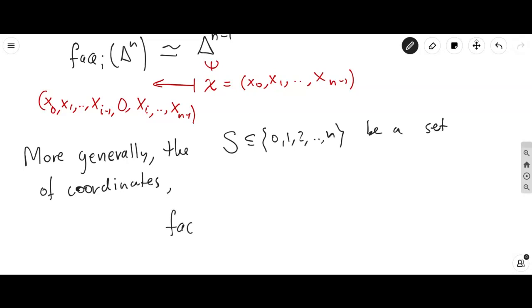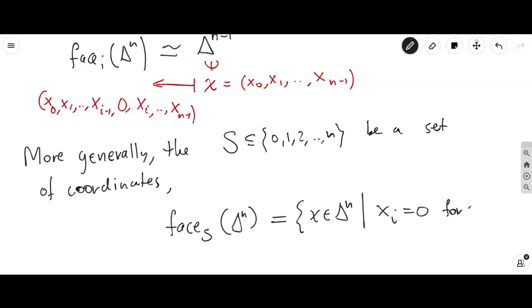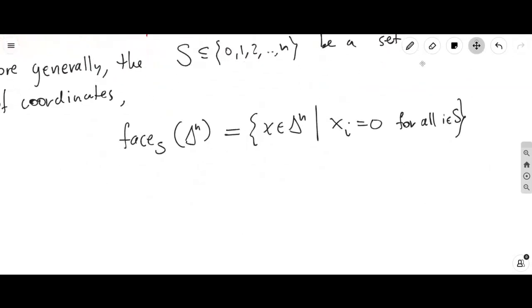Then you can talk about this thing called the face with respect to that subset of delta n. And that would consist of points in the geometric n-dimensional simplex, so that xi is 0 for all i in S. So it's exactly the same thing as the ith face, but because you're choosing a subset, you're also possibly specifying other coordinates as well that you want to set equal to 0.